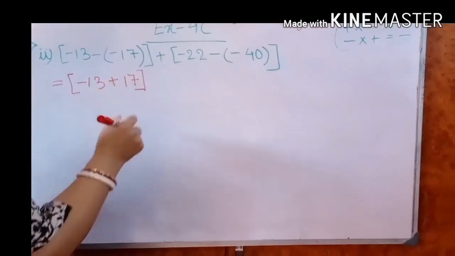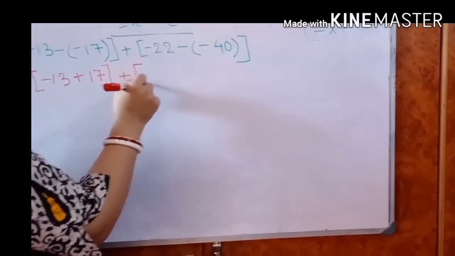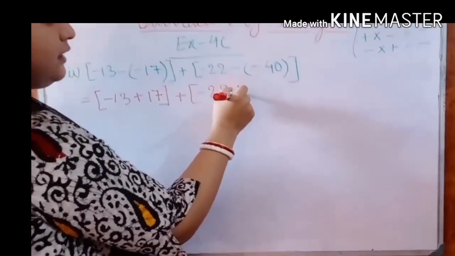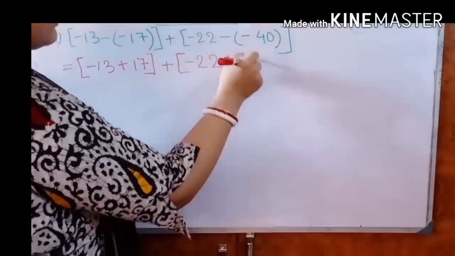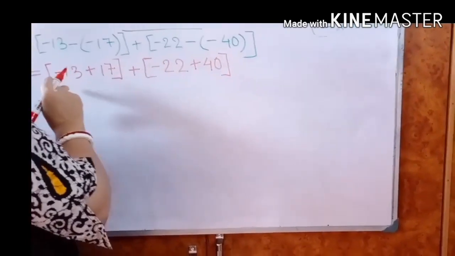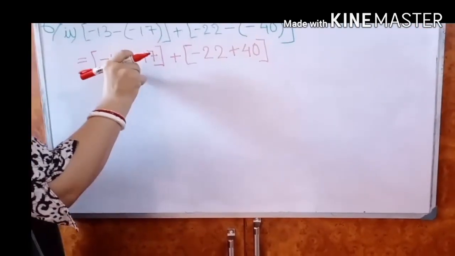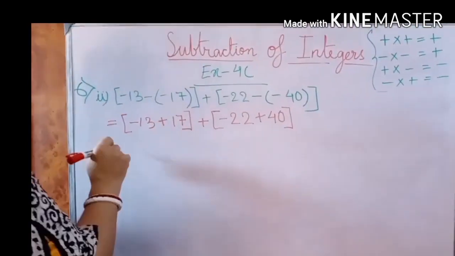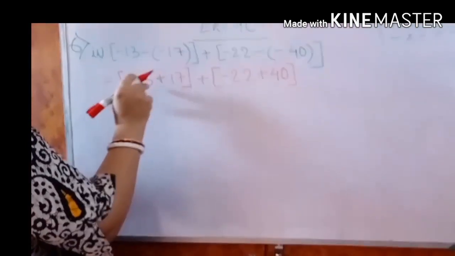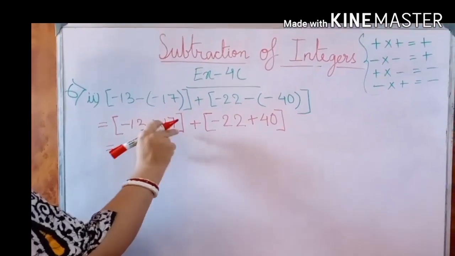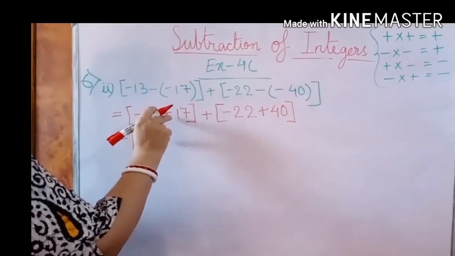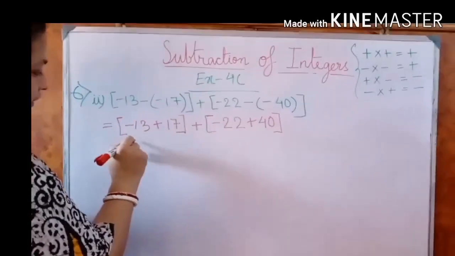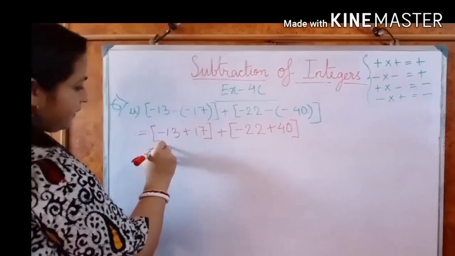Big bracket will be there. Then again minus 22, and minus into minus is again plus 40. When we solve, the numbers in the bracket are automatically removed. So minus 13 plus 17. Both have different signs, right? So we are subtracting 17 minus 13. We have 4, and it will be plus 4.